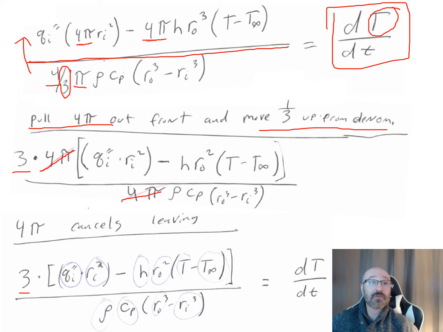We can see now we have 3 times, in parentheses, our heat flux term, which is given in the problem statement, times our inner radius squared, minus h times our outer radius squared, times our difference in temperature, T minus T infinity, all over our denominator of our density, specific heat, and the difference between our outer radius cubed and inner radius cubed. That is equal to our change in temperature with respect to time, d over dt of our temperature T right there.